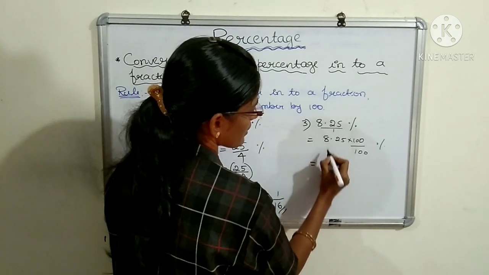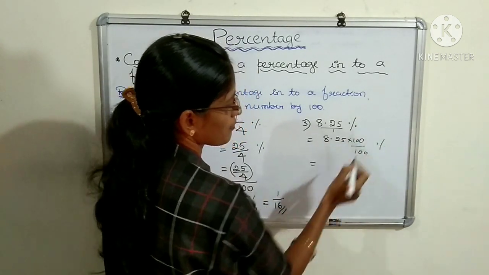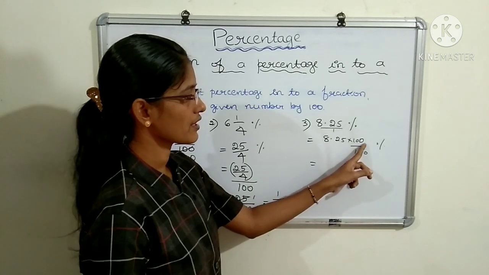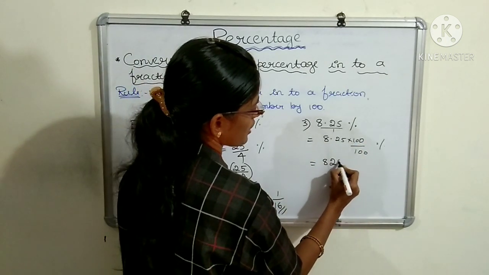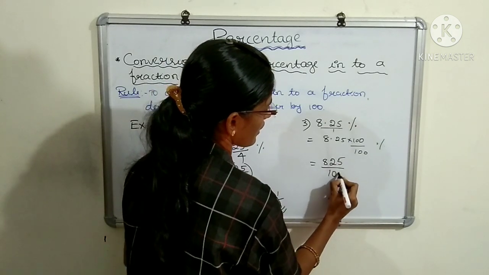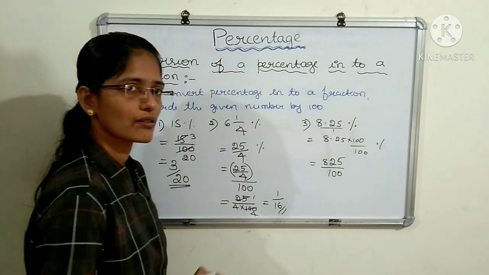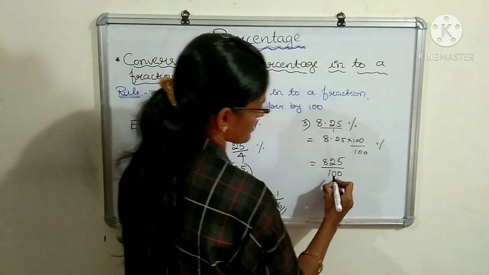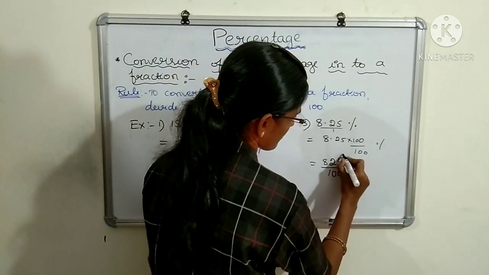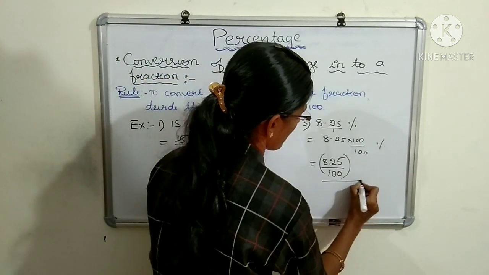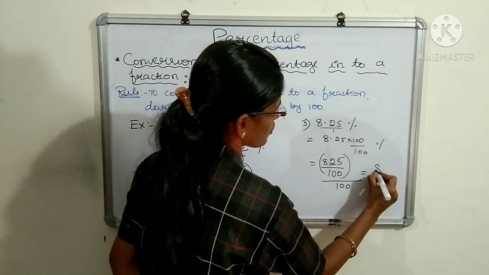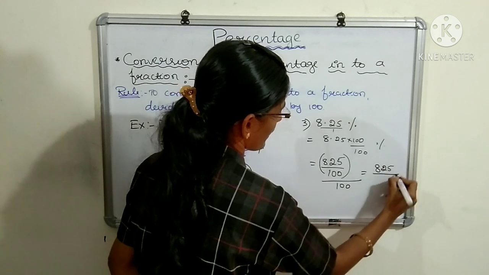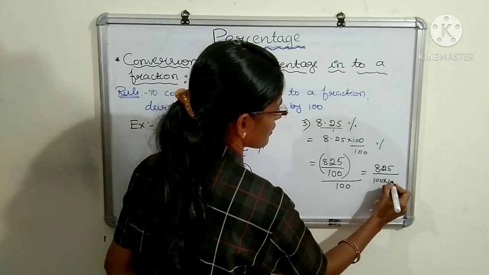Now the point shifts to the right by 2 places because we are multiplying by 100. The point vanishes: 825 by 100 percentage. Percentage means what, students? Percentage means the given number divided by 100. So here 825 by 100 into 100.